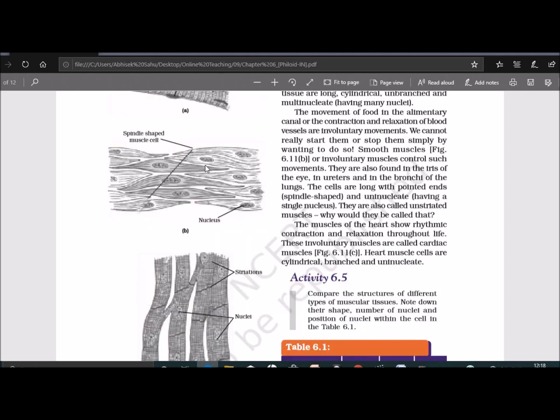This is the diagram of a smooth muscle. It is also called the unstriated muscle. It is an involuntary muscle, and the cells are spindle shaped and uninucleated. It is found in the wall of the uterus and the iris of the eye, and its function is the movement of food in the alimentary canal, and contraction and relaxation of the organ.